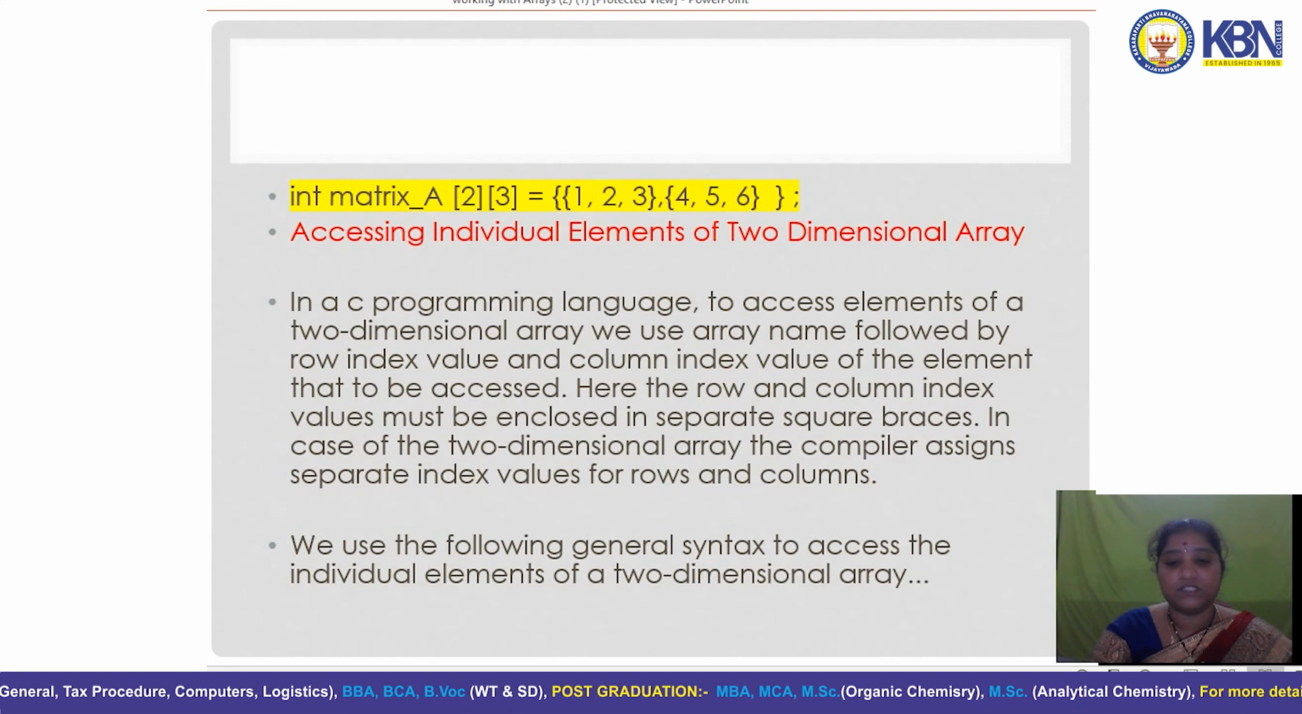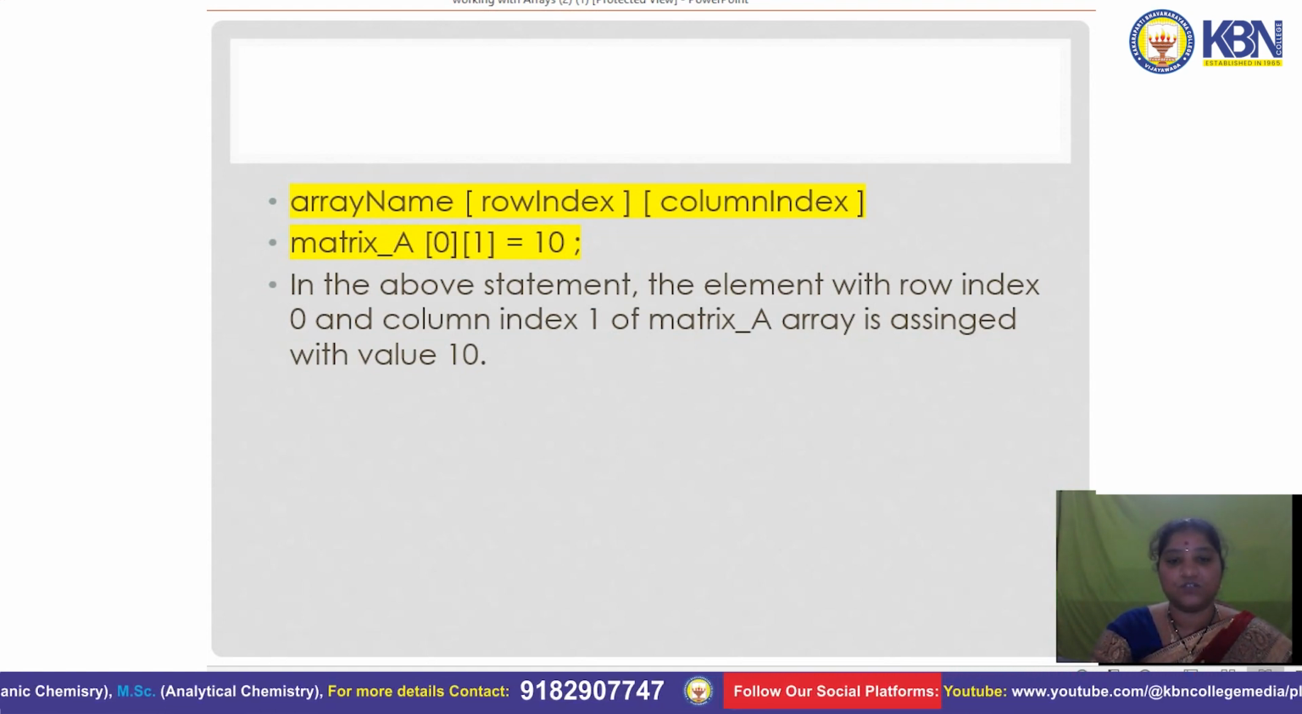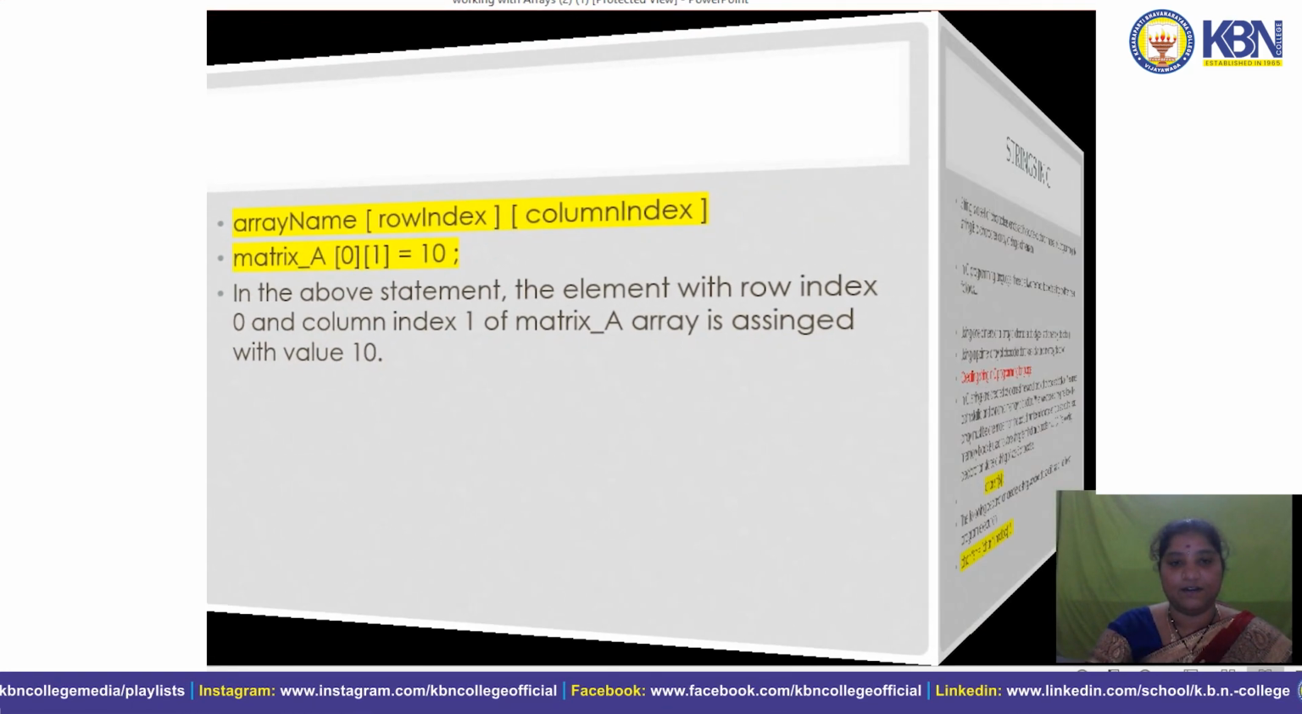In the case of a 2-dimensional array, the compiler assigns separate index values for rows and columns. So we use the 2-dimensional array syntax: array name, row index and column index. As you know, indexes start from 0, so A[0][1] = 10. In the above statement, the element with row index 0 and column index 1 of matrix A is assigned the value 10.